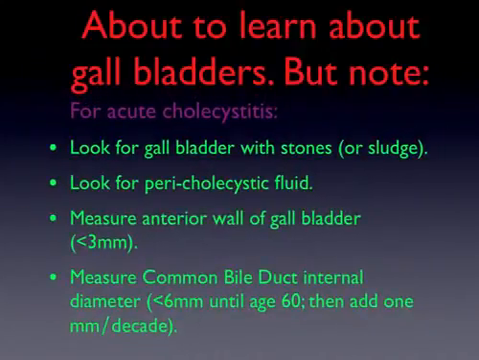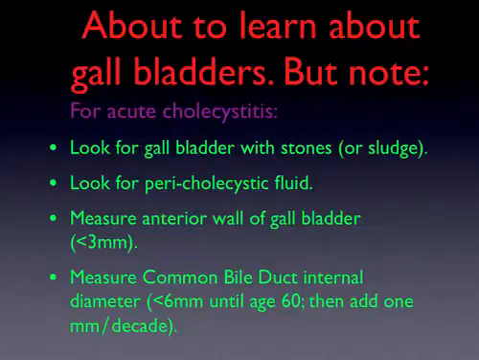So when learning about gallbladders, we're commonly looking for acute cholecystitis. And there are things that we would like to look in particular for this diagnosis. Number one, we would like to see a gallbladder that either has stones or sludge in it. We'd also like to see pericholecystic fluid. However, be aware that pericholecystic fluid and also thickening of the gallbladder wall will be seen if the patient has ascites. The anterior wall of the gallbladder should be less than 3 millimeters.